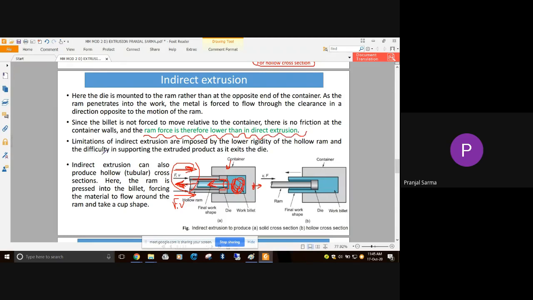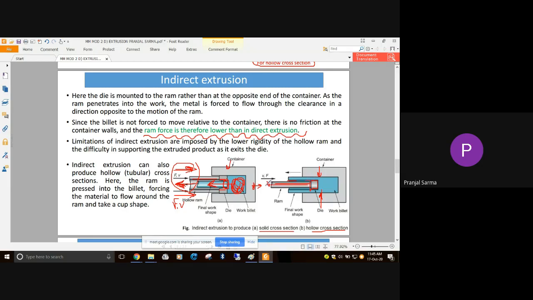Once again, with the help of indirect extrusion, we can go for a solid cross section and also a hollow cross section. The solid cross section we get whenever we have the opening only, without any insertion. But sometimes, if this is the dimension of the container, that is the diameter, and you have this particular ram here, and maybe this way it is the ram.